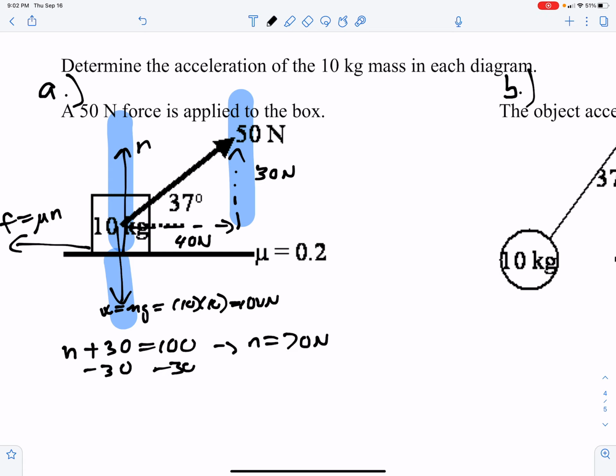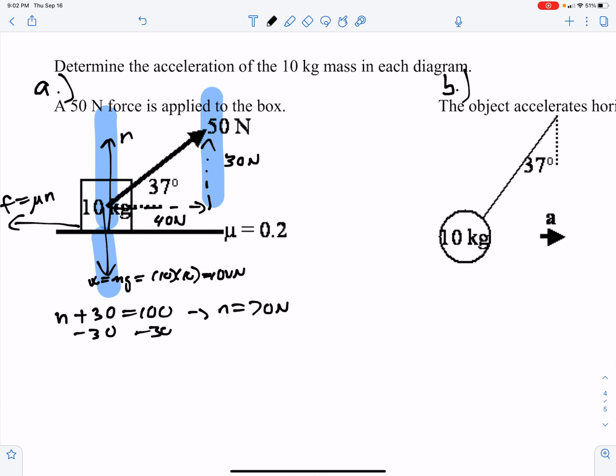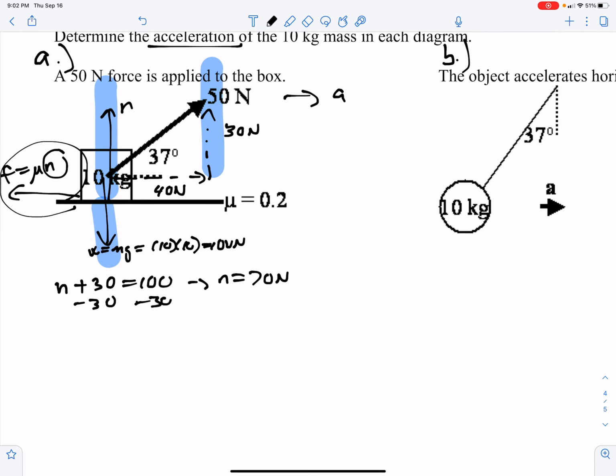Now that's not the answer because we're looking for the acceleration, but we want to get in the habit of trying to find the normal force first, because acceleration is going horizontally, and friction is a horizontal force that involves the normal force. So if you get in the habit of finding the normal force first when you have a friction problem, it'll work more efficiently.